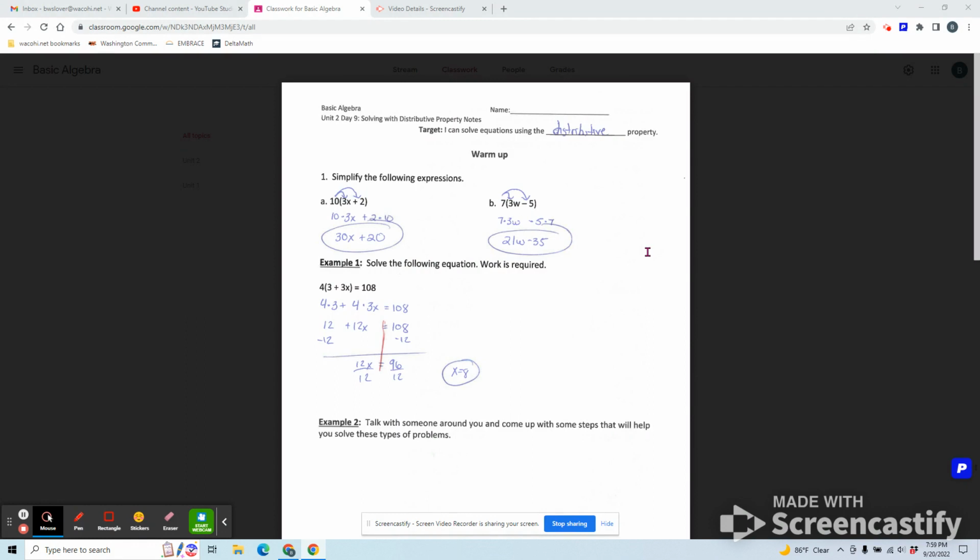Today we're going to focus on solving with the distributive property. For the past week we've been solving equations, so now we're at the point where we're going to add one more step to this, and in this case we're going to be adding the distributive property.